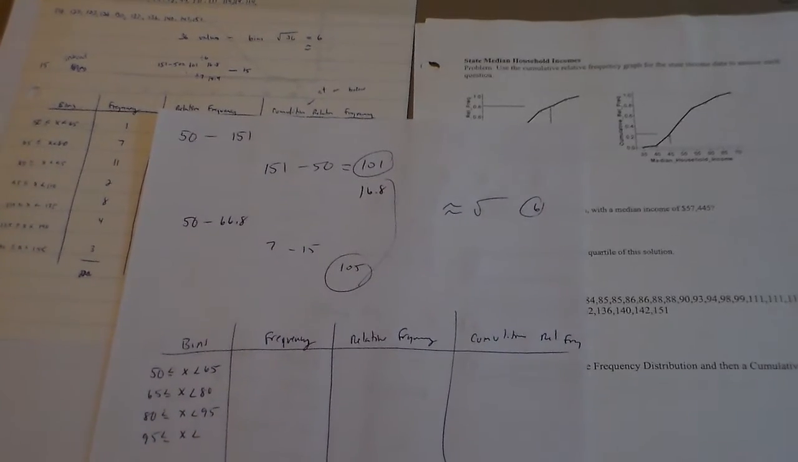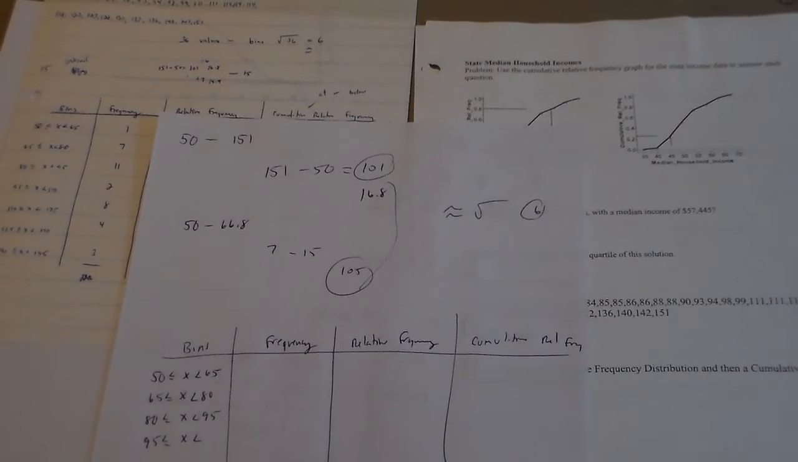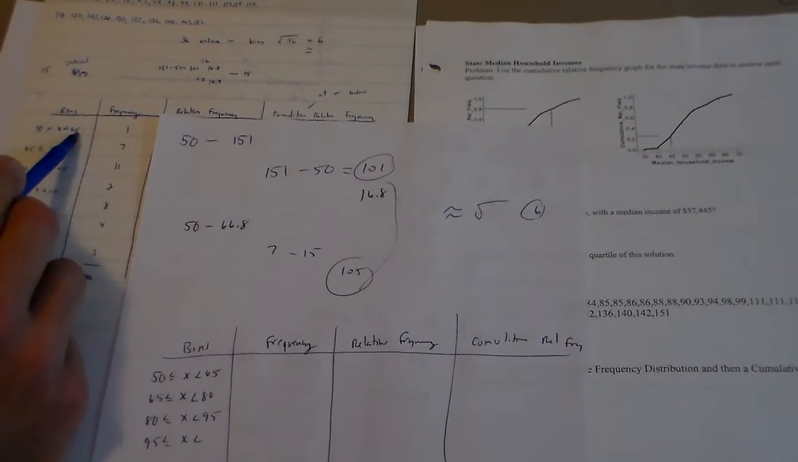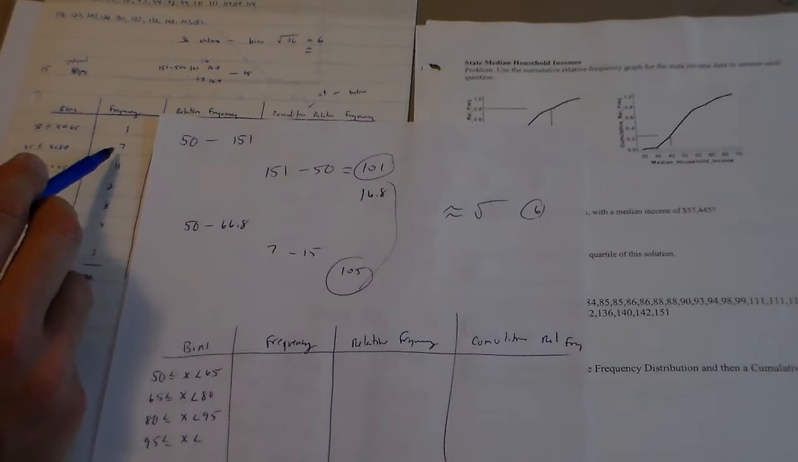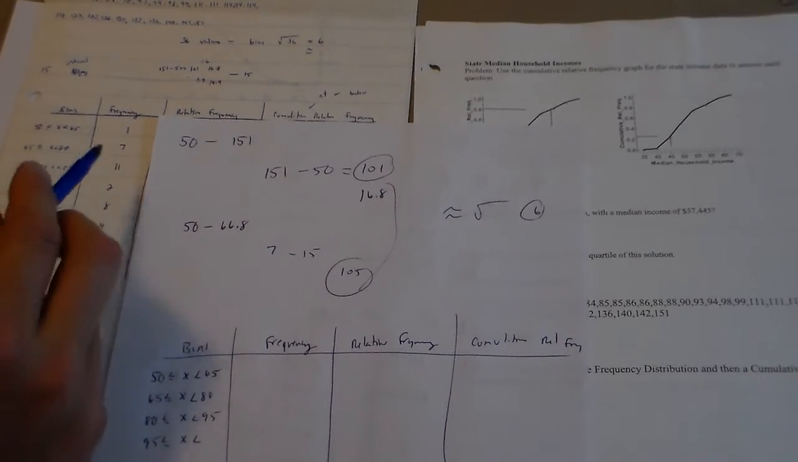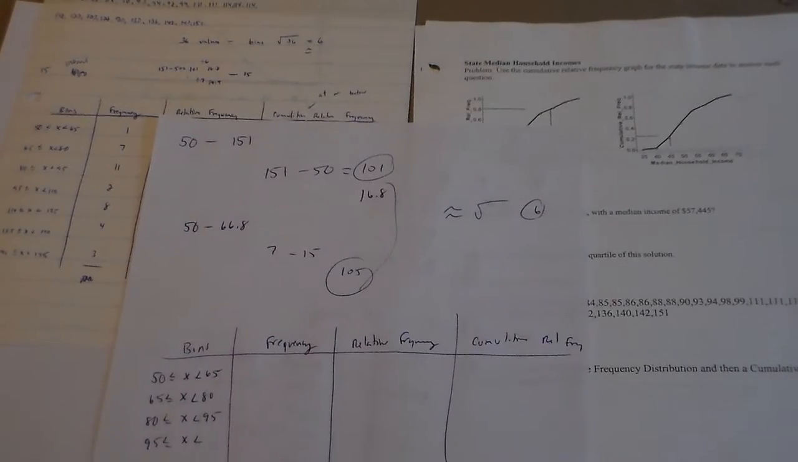So then we have the frequency, and if you went through and counted these up, you would see that one number fell between 50 and 65, 7 fell between 65 and 80, and so on. And this would give you your total of 36.